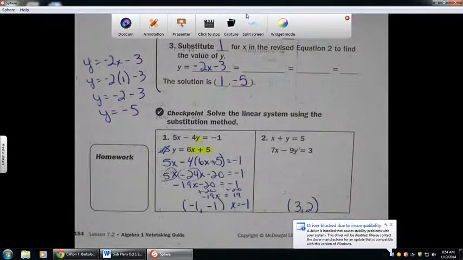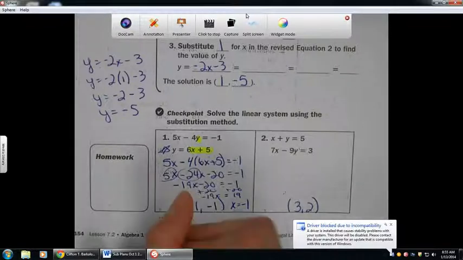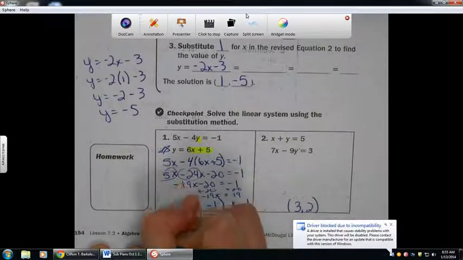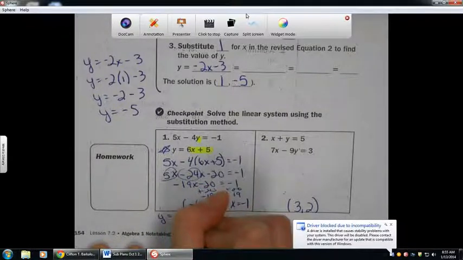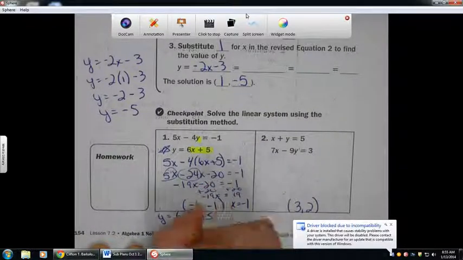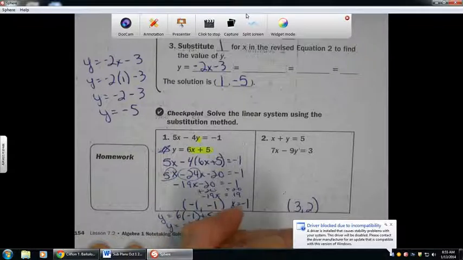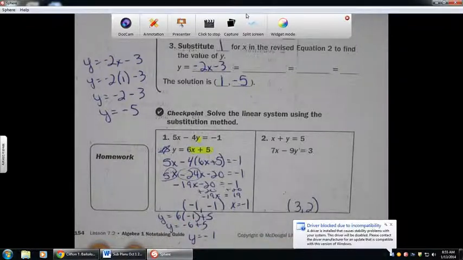We go ahead and substitute that negative 1 back in for x into the second equation, which gives us the y-coordinate. Okay? So we have y equals 6 times negative 1 plus 5. Y equals negative 6 plus 5. Y equals negative 1. Okay?